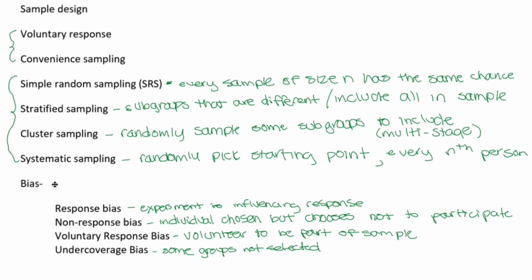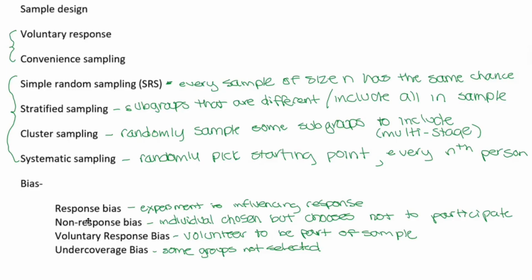And what are some biases? We have response bias, non-response bias, voluntary response bias, and undercoverage bias. What is a response bias? It's the experiment influencing the response. For example, if I throw out a question, but my phrasing of that question is pretty weird or leans toward one response, the answer I get will definitely be biased because my phrasing will impact the response that I get.